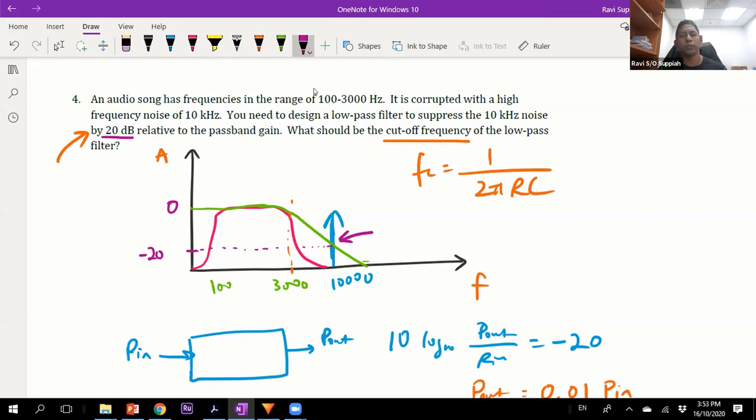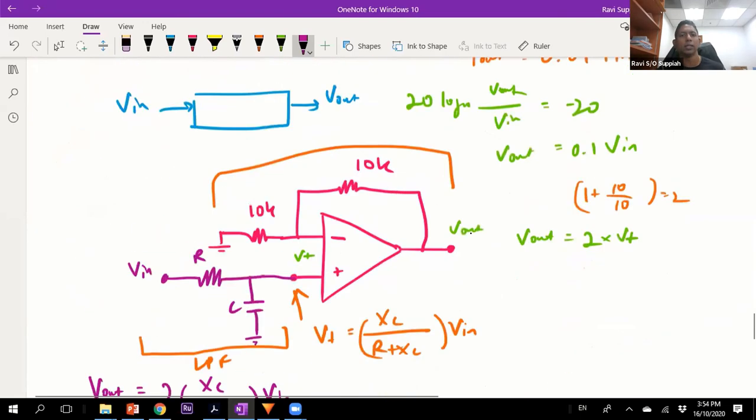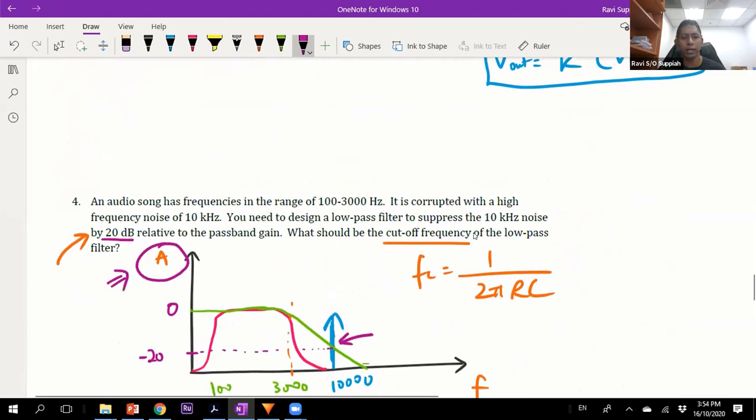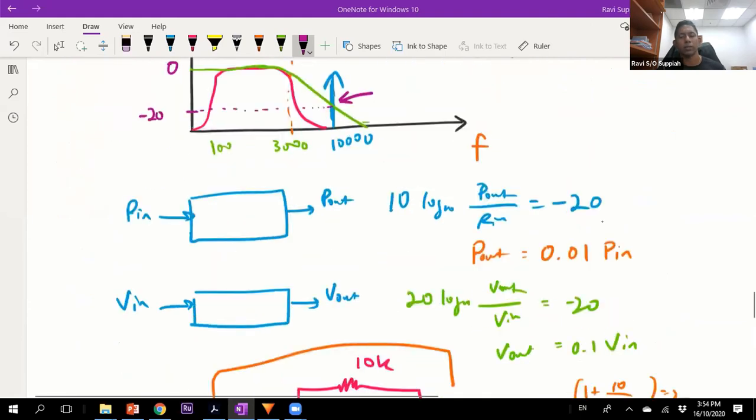So what I need to do is first find the relationship that represents this curve, and that is actually the frequency response of the gain. This A is the gain. We know the gain is going to be a flat response, zero up till close to FC, and then it will be going down. So this relationship we are trying to find, V out over V in, represents the A. But of course, right now it's not yet there because we haven't converted to dB yet. Since the information is that it must suppress the 10 kilohertz noise by 20 dB, let's go and do that.